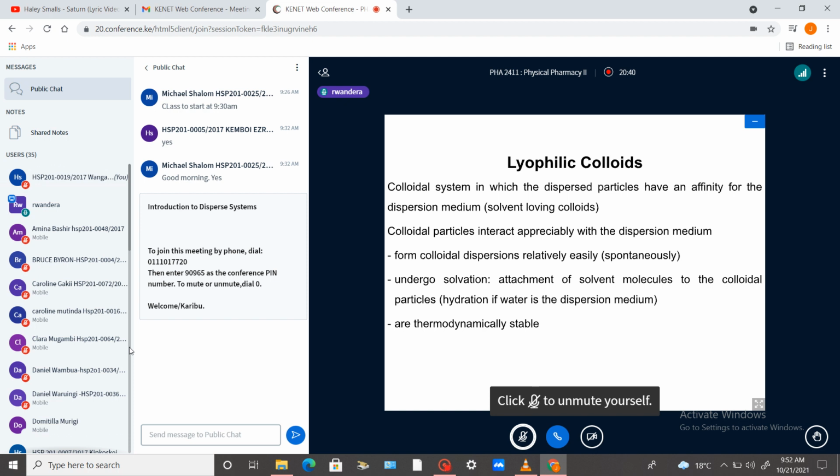They also undergo what we call solvation, which involves the attachment of solvent molecules to the colloid particles. Where water is the dispersion medium, we call this phenomenon hydration. And they tend to be thermodynamically stable.